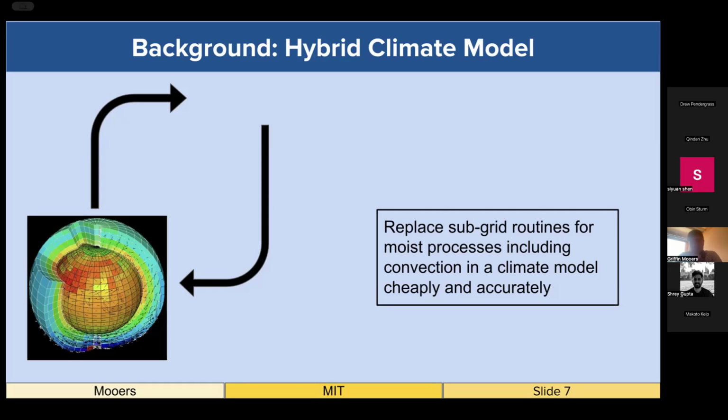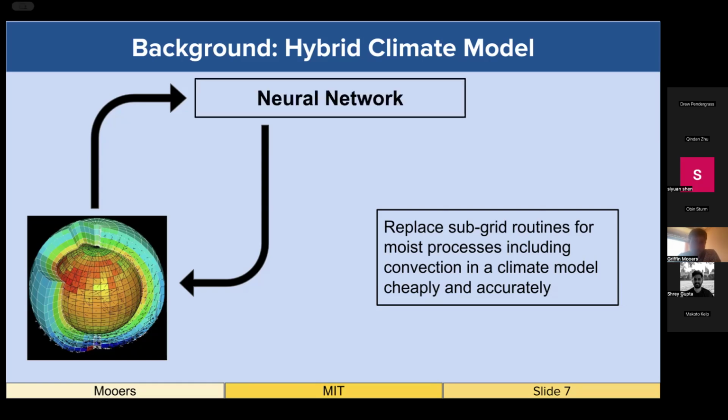The idea is that you can try to get the best of both worlds: maintain the accuracy of this expensive storm resolving model, but replace the expensive parts with a neural network that will work in a much cheaper fashion. And it might be quite expensive to train the neural network, but once it's coupled to the model, it should be able to run at a fraction of the computational cost.